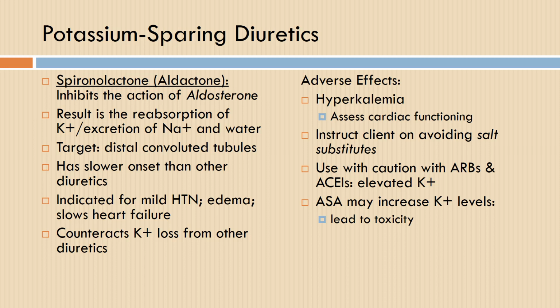Potassium-sparing diuretics inhibit the action of aldosterone, whose function is to retain sodium and water and release potassium. The outcome is that sodium and fluid are released into the urine, while potassium is retained. Spironolactone is the prototype, and it has less diuretic action and longer onset than the other diuretics. Because potassium is retained, spironolactone is sometimes given to offset the effects of the other diuretics.